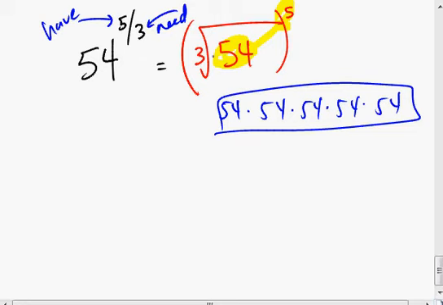It's like a guy there saying, "Hey, you show me 3 of a kind, I'll let you out." Well, we do have 3 54s, right? In fact, we have 5 of them. These 3 are going to get to leave.